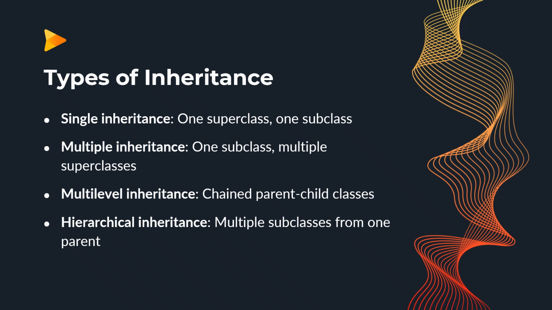Now we are going to see the types of inheritance. There are various types of inheritance. First of all, there is single inheritance, like we have seen in our previous slide. We have performed single inheritance. So there will be one parent class and only one child class. This is known as single inheritance. In multiple inheritance, there will be one subclass and multiple superclasses.